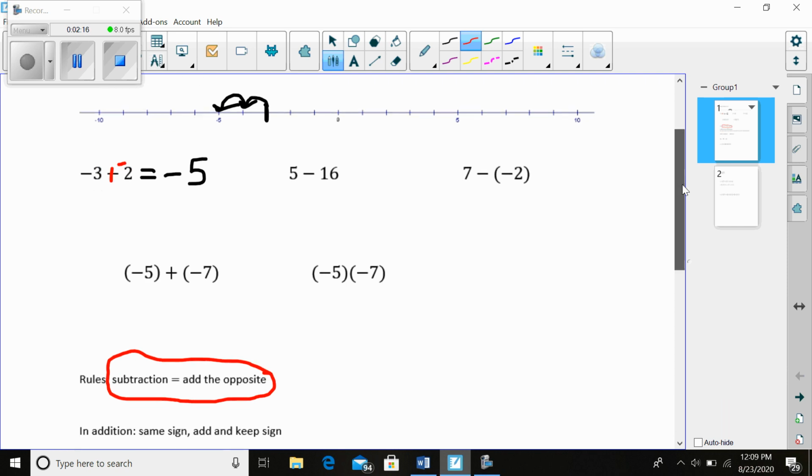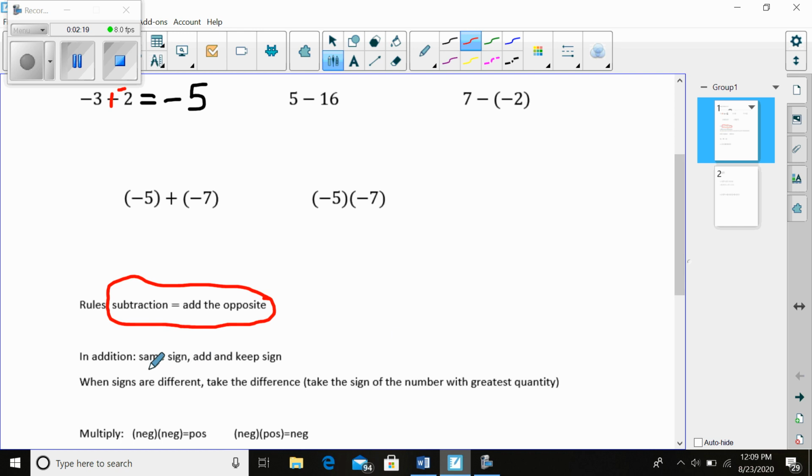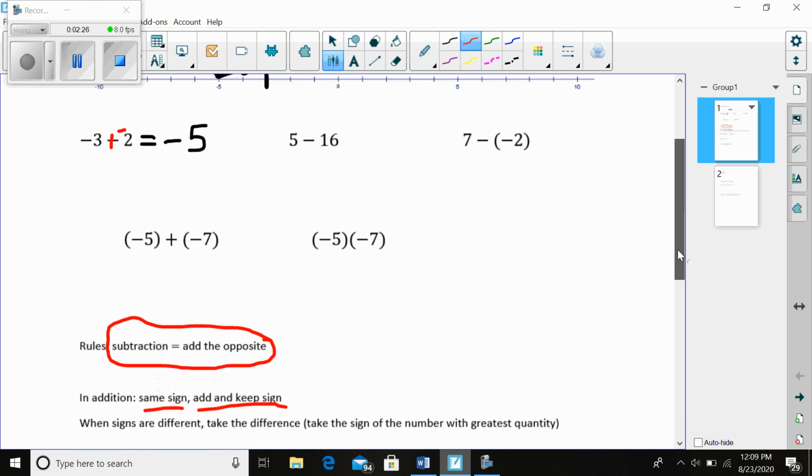And then another rule that we should know is, in addition, same signs, add and keep the sign. We all know a positive plus a positive is a positive. But if you have a negative plus another negative quantity, I always described this as, I'm in debt $5, my fiance's in debt $7, we get married, what's our financial situation as a couple? Debt plus debt is a bigger debt. So with the same signs, we add and keep the negative sign.